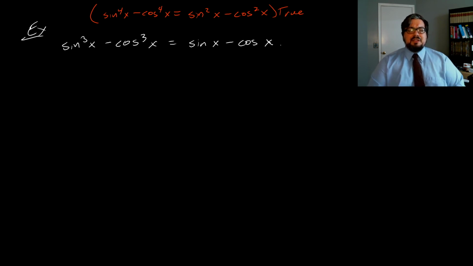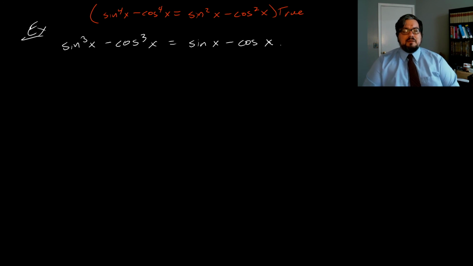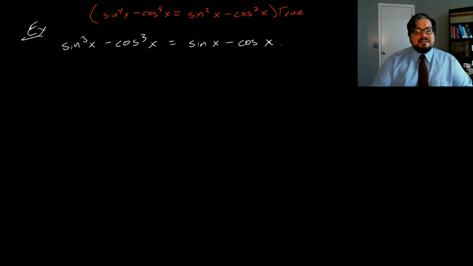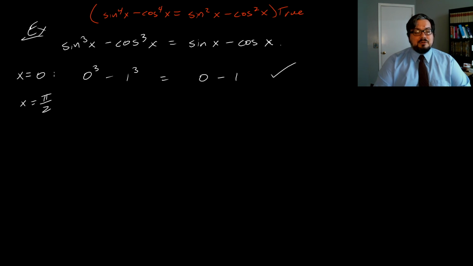And for this one, we might have some trouble determining this, because in fact, if we try a few common values of x, we do get a true statement. So for instance, if x is equal to 0, then we get 0 cubed minus 1 cubed equals 0 minus 1. That's true. And if x is equal to pi over 2, then we'd get 1 cubed minus 0 cubed equals 1 minus 0. That's true.